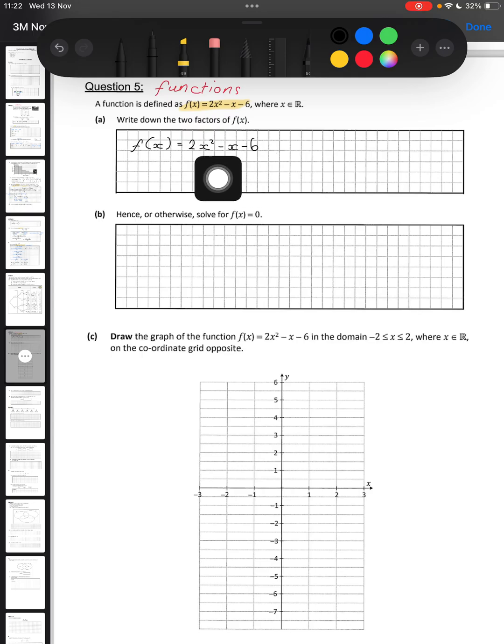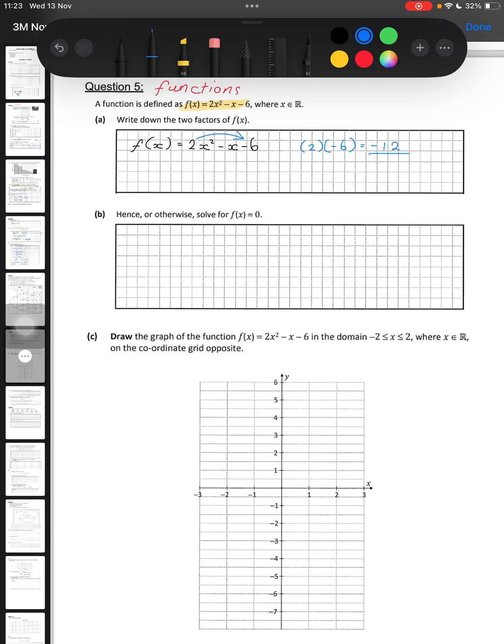Now, my leading coefficient is not 1, which means I need to multiply that leading coefficient, the number in front of the x squared, by my constant at the end. So I'm not looking for factor pairs of just the number at the end. I'm looking for factor pairs of 2 times that number, so 2 times the minus 6. So I'm looking for factor pairs of minus 12.